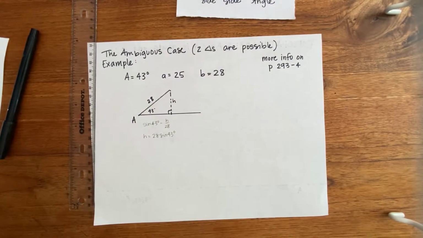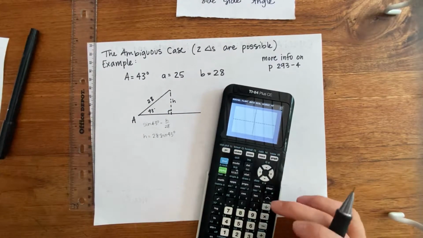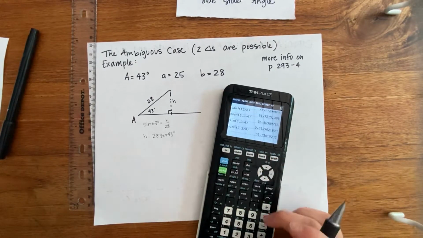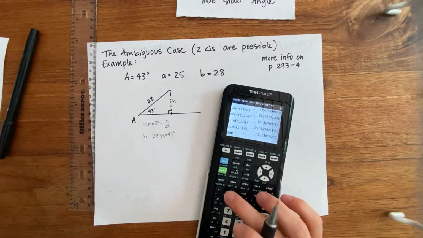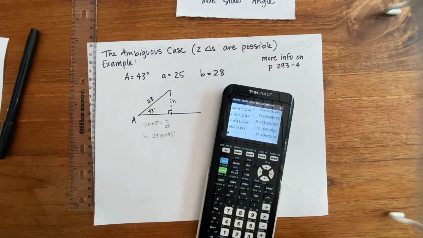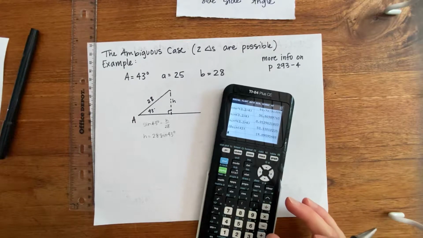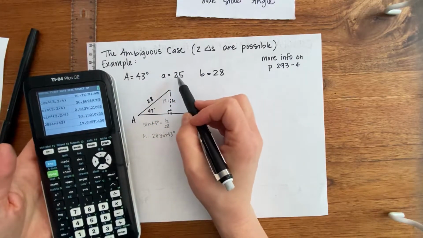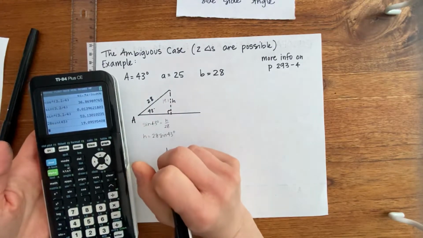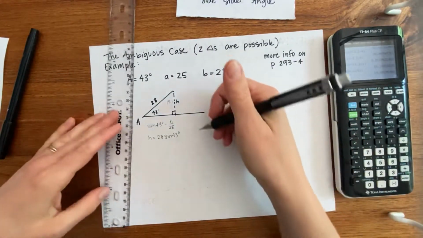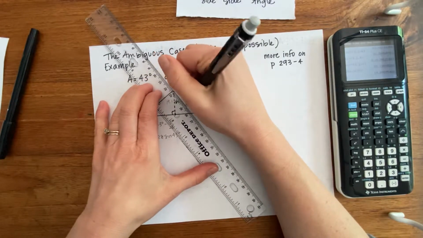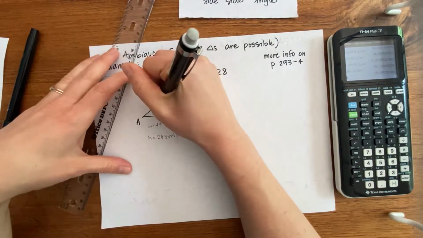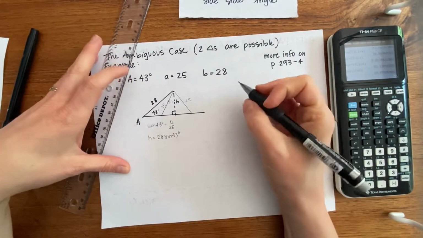So we got our calculator, and we want to make sure that we are in degree mode. Degree mode, great. Now I'm going to do 28 times the sine of 43, and I get 19.1 basically. So here's what that means. That means A is greater than H but less than B, which means two triangles are possible. So I could have this one at 25, but I could also have that one at 25. And so I'm going to solve for both of them.